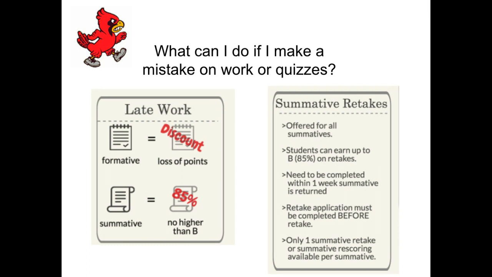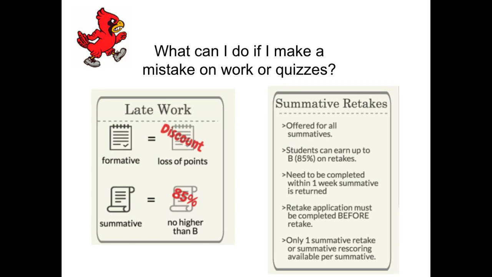All right, let's say a formative was a short little lab and it was out of 4 points and you didn't get it done. You might be down to 3. If it's half done, you might be down to 2. All right, so it's discounted, which is not good. That's loss of points. If it's a summative, like let's say we have a project and it's late, then you'd be sitting in 85%. So you can get no higher than a B. Even if you got 100% on it, if it was late, you'd be an 85%.